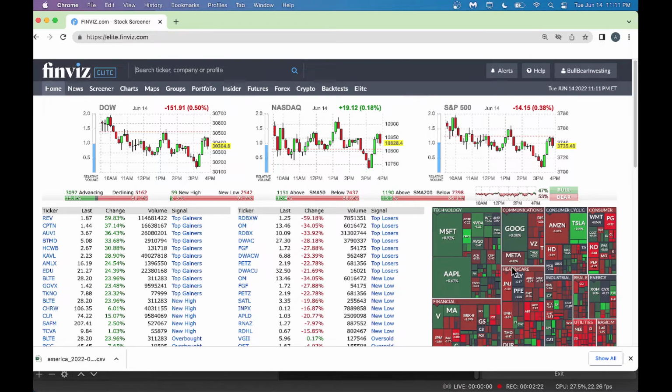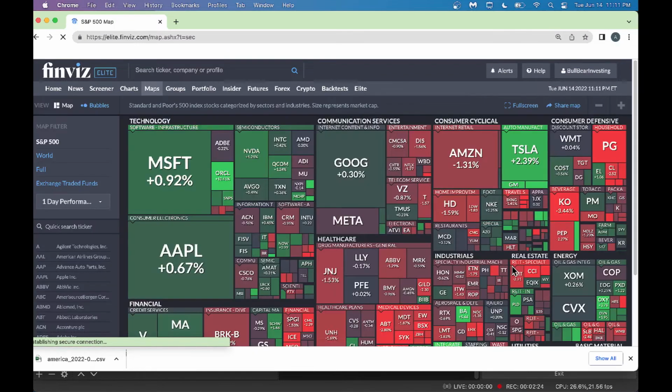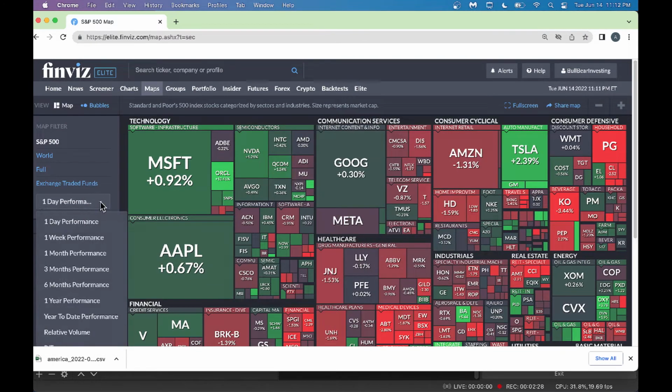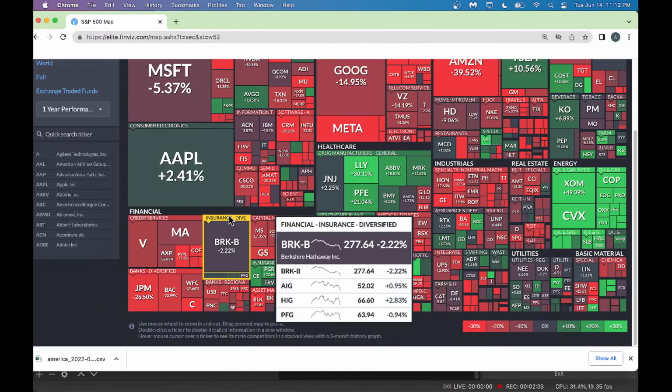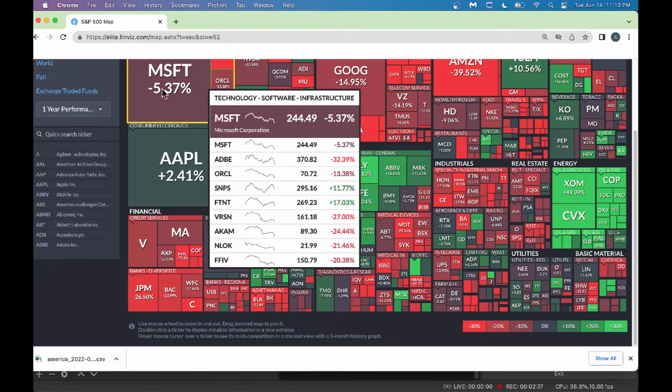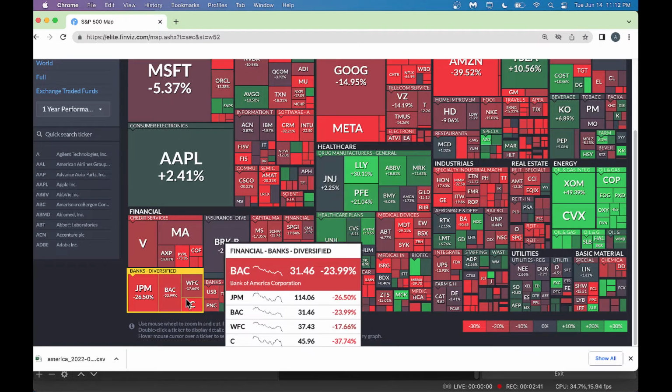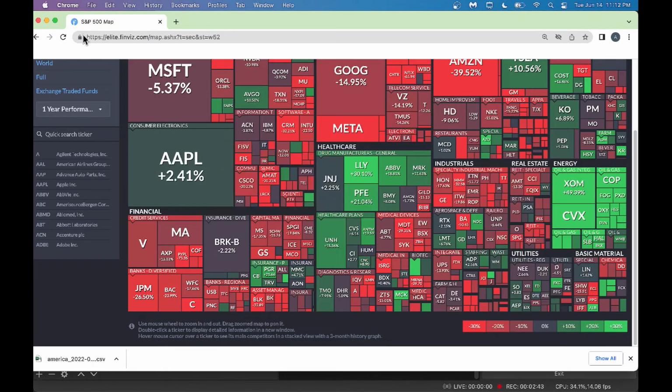And it also gives you a nice picture here from a market snapshot. You could do 1 day, or you could do, say, 5 day, 1 week, 3 month, 1 year. You could look at the performance here. You get a good idea what's going on here. Look, Microsoft is down for 1 year. Apple is up slightly. Financials are down. You get a good idea what's trending in the market.